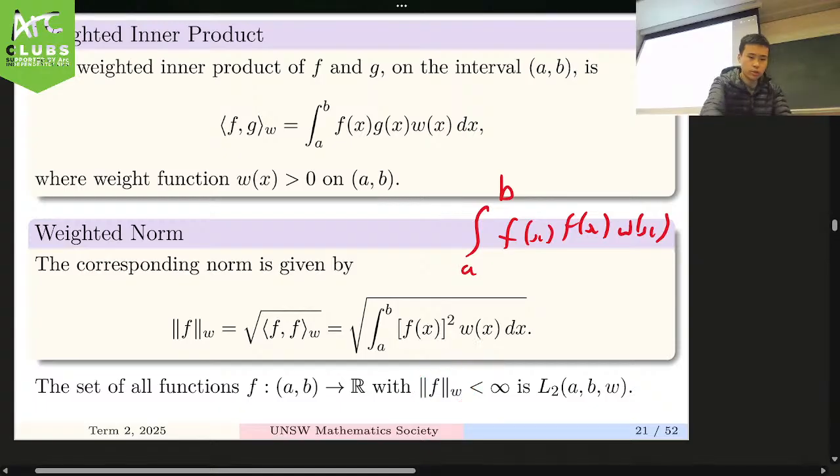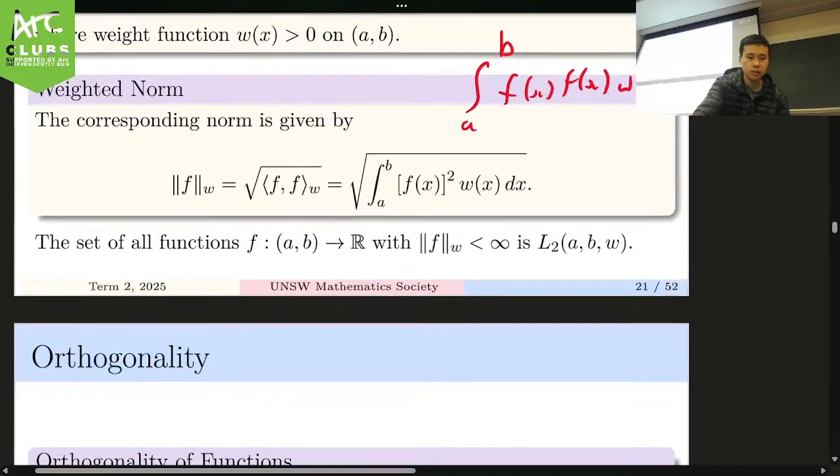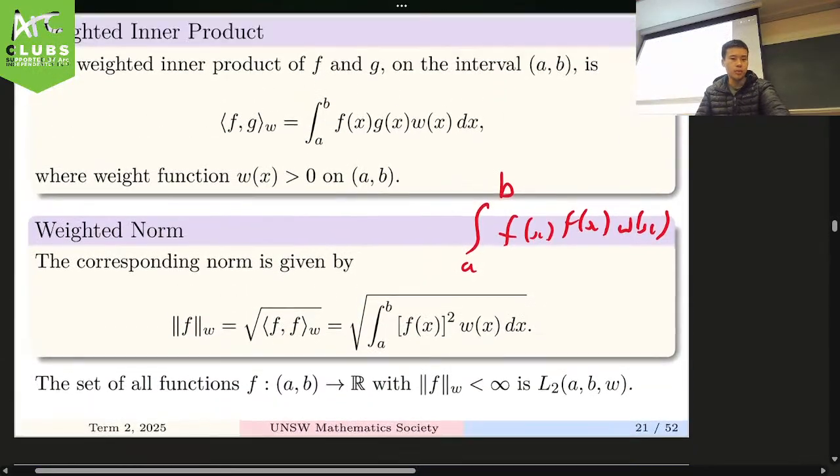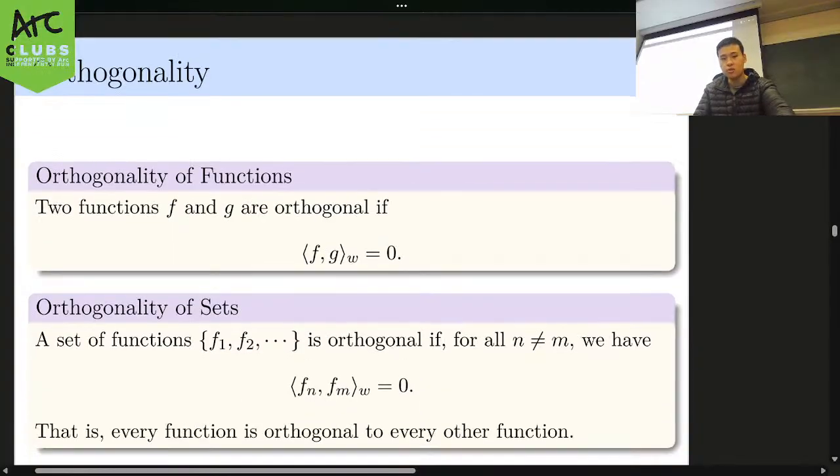Again, it's saying the norm has to be less than infinity. Two functions are orthogonal under this weighted inner product if it equals 0. Maybe don't assume w of x is 0, because that would be kind of stupid.